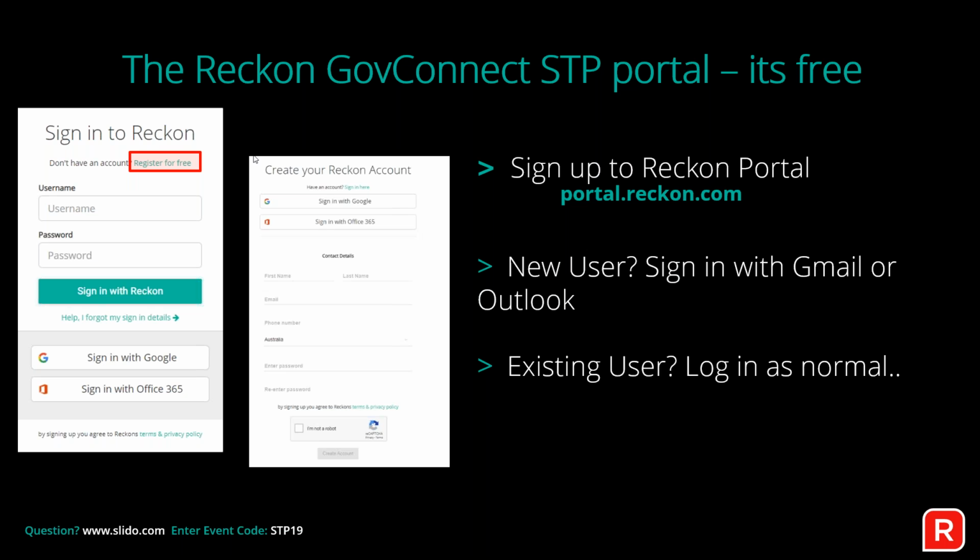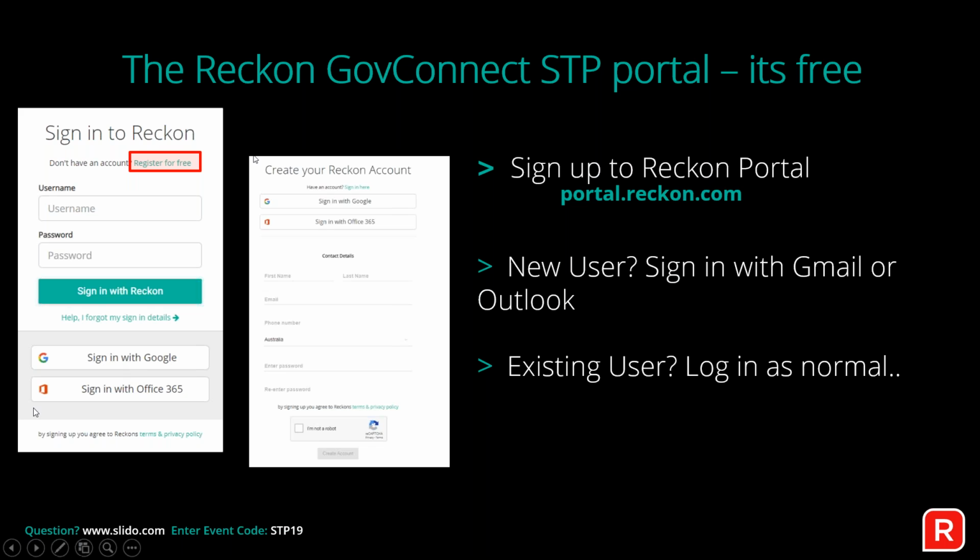In any case, you need multiple staff or multiple users managing STP for you. So when you're in portal.reckon.com, if you're a new user, you'll notice that you have the option of signing in with Google or signing in with Office 365. We call this the single sign-on process.